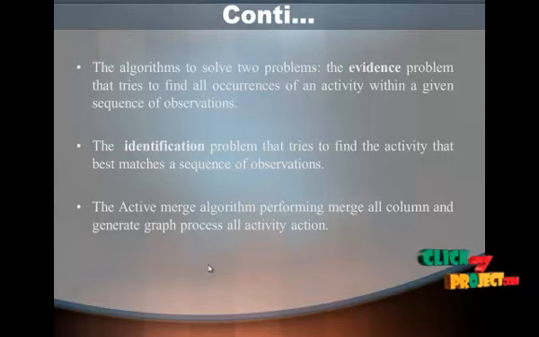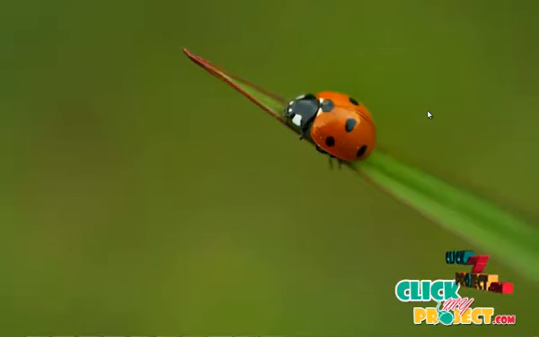The activity merge algorithm finds and merges all columns and generates a graph processing all the activity actions. The activity merge algorithm includes every action process and merges all the columns, generating the graph effectively. Now I will explain our project flow.